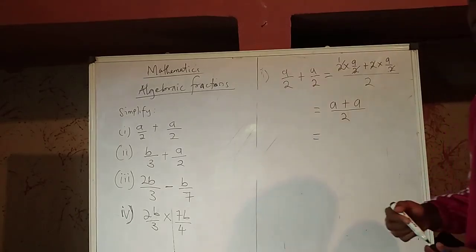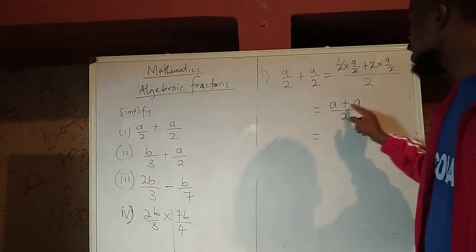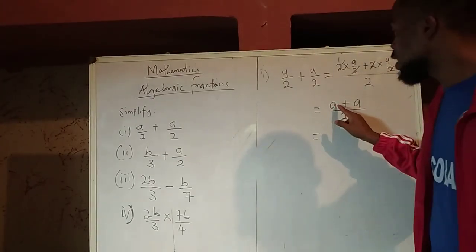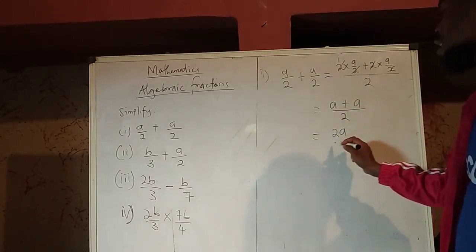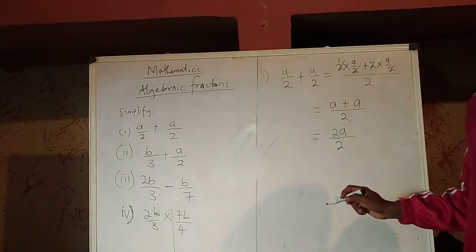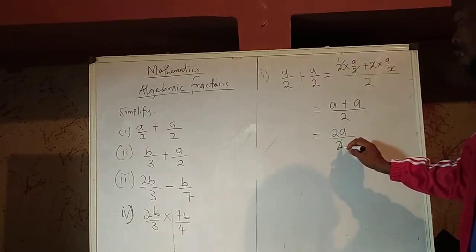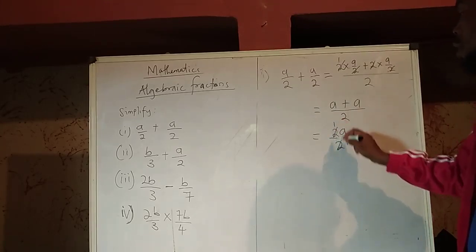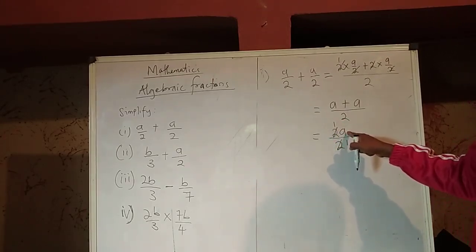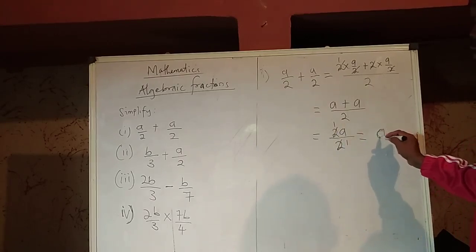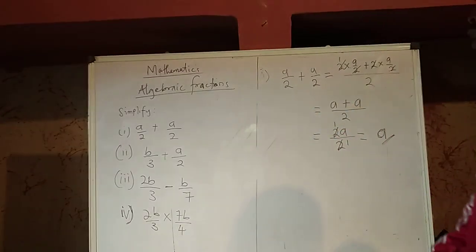Now there is a video where I did some rules about algebraic fractions. When you have a plus a, this is like saying 1a plus 1a. 1a plus 1a gives you 2a all over 2. At this point we can divide. 2 can be divided by 2 to get 1, and the other 2 can be divided by 2 to get 1. So we are left with 1 times a, which is a, divided by 1. Everything is a. You see this is done as simple as it is.